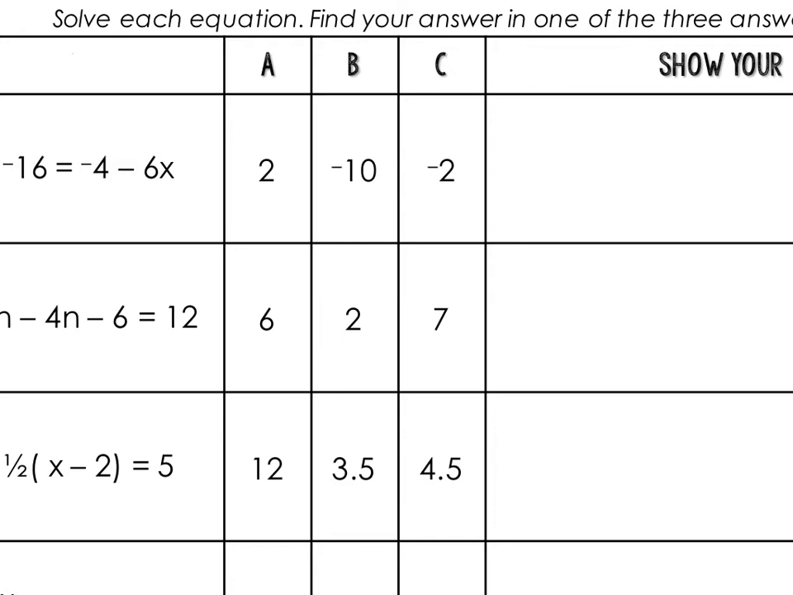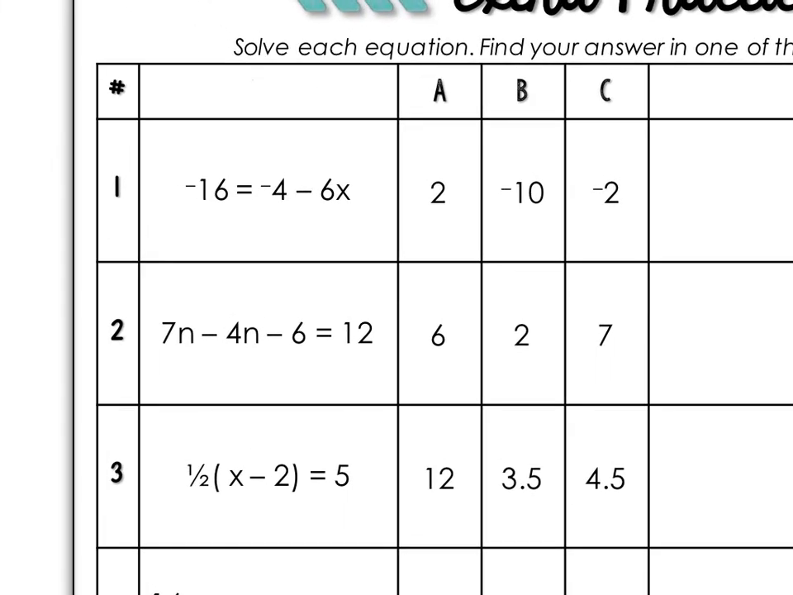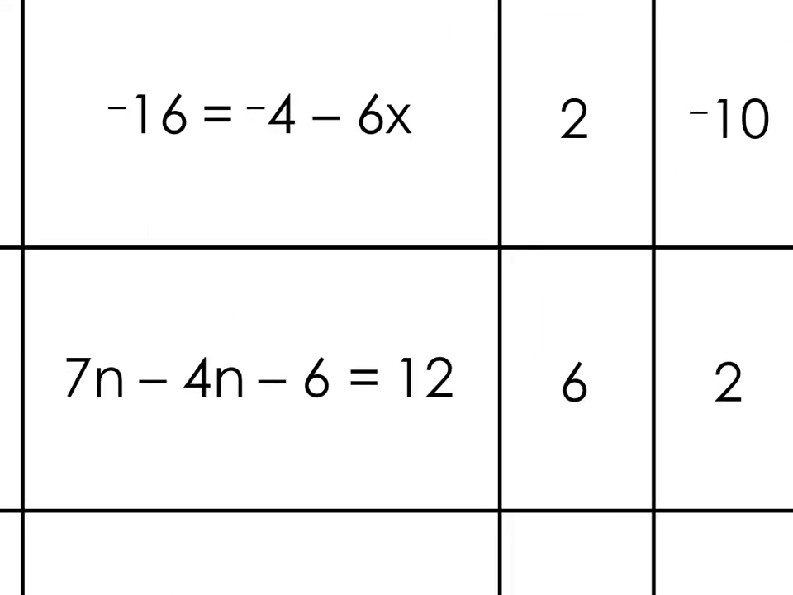Our first equation, I've got negative 16 equals negative 4 minus 6x. I tell you what, we'll just work all the way over here. It won't be that bad, I promise. I'll write really small. Okay. Step 1, distributive property. Don't have any. Step 2, combine like terms. Nope, I don't have any of that.